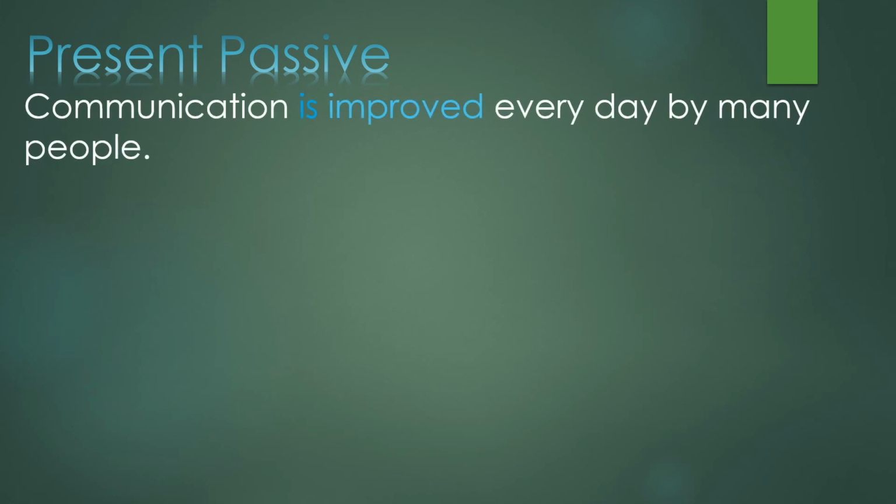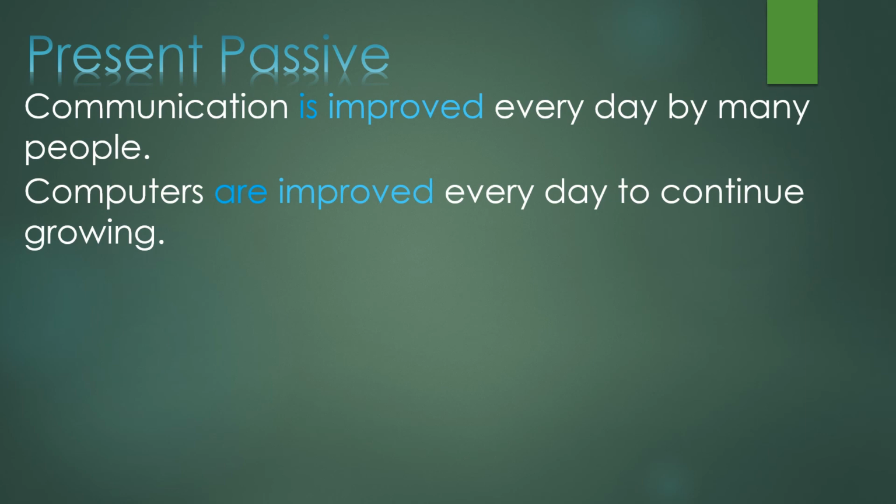Let's see what is the difference between present and past in passive voice. Present passive. Communication is improved every day by many people. So communication is the noun here that was the object and now is the subject. We have verb be in simple present, is. And improved, that is the past participle of the verb improve, is regular. The rest, every day by many people, is the complement of the sentence that possibly was part of the subject of the active sentence because people could be the original subject.